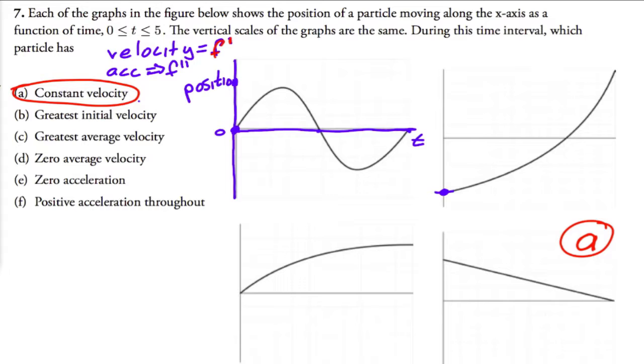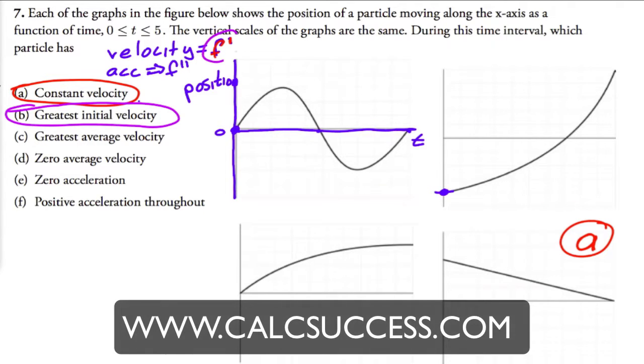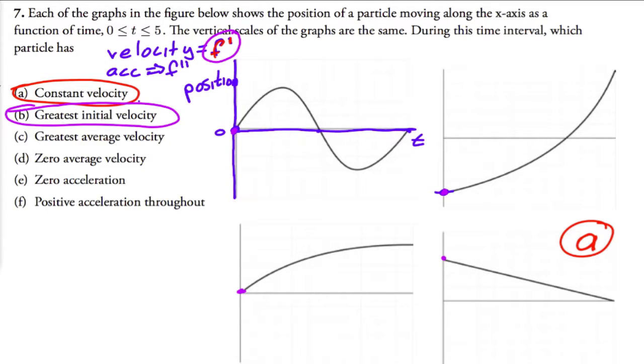The next one says, which one has the greatest initial velocity? So initial velocity means initial derivative, so starting just at the very beginning. Now the velocity is the derivative or the slope of the tangent line. Which one of these has the highest slope of the tangent line? So the greatest slope of the tangent line is the steepest line. And if you look at all these, it would have to be this first one right here. So this is the one that satisfies B.